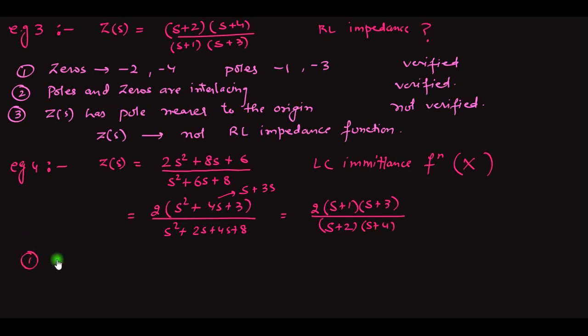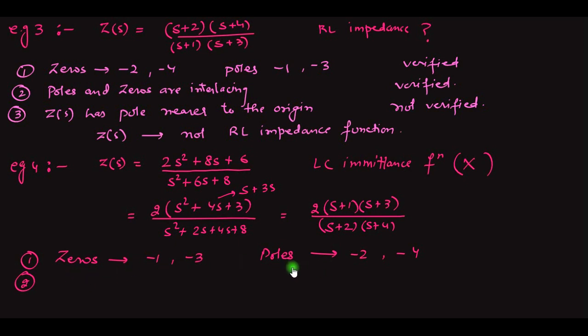Now I will check the first condition. The first condition is that the poles and zeros of the given network function should be lying on the negative real axis. So I will calculate the zeros. Zeros of the network function are -1 and -3. Similarly, the poles of the network function are at -2 and -4. As I can see, all the poles and zeros are negative and real, so they verify condition number 1.